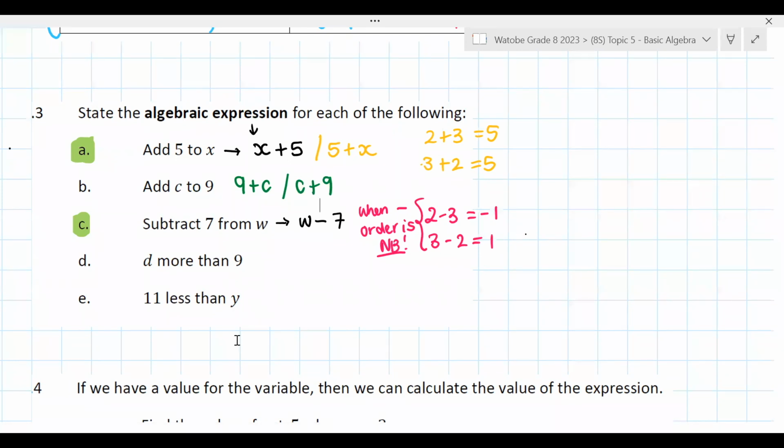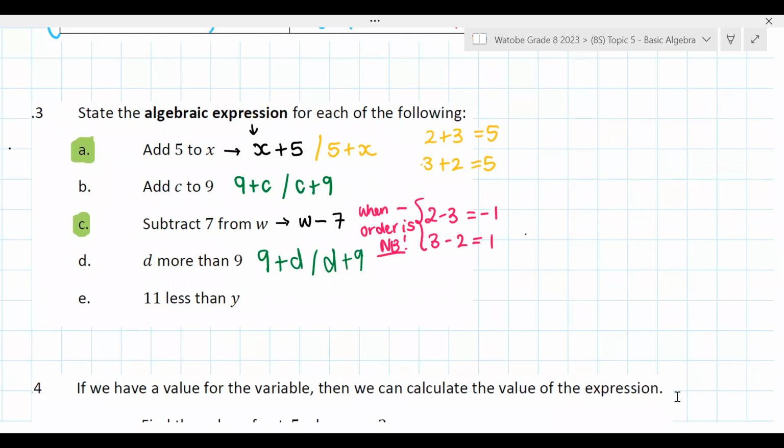Okay, very nice. Well done, Apelele. Shana, would you like to do D for me? So I said D plus 9, and then I said slash 9 plus D. Perfect. Okay, so guys, again, if we read this carefully, D more than 9, I'm starting with 9 and I'm adding D to it. But because it's addition, we could say D plus 9 as well. It would give us the same answer.